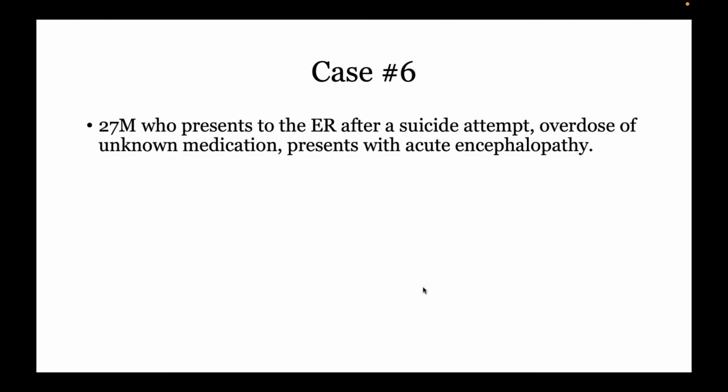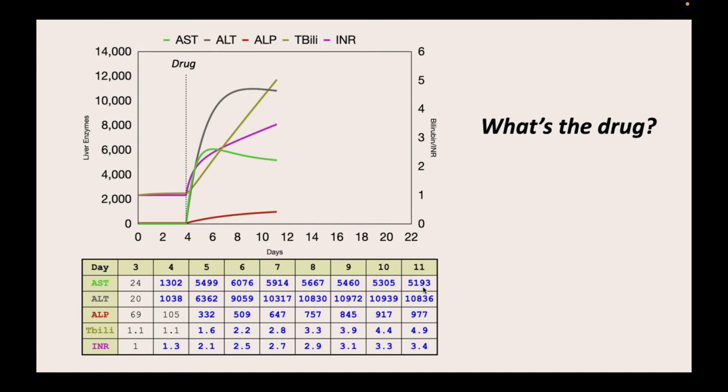All right, case number 6. A 27-year-old male presents to the ER after a suicide attempt, an overdose of an unknown medication. Now presents with acute encephalopathy. This case is right from my simulator. As you see, the drug was ingested here, between day 3 and day 4, and then the liver enzymes started going up into the thousands. So ALT is 10,000 now, AST is 5,000. We've got the T-bili is 4 and the INR is 3.4. Question is, what is the drug?